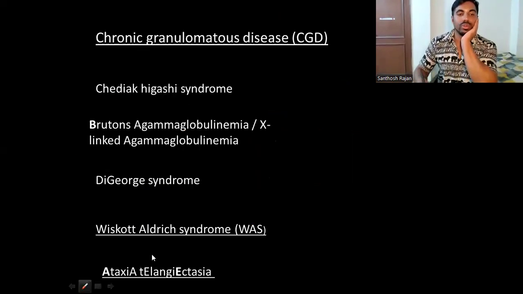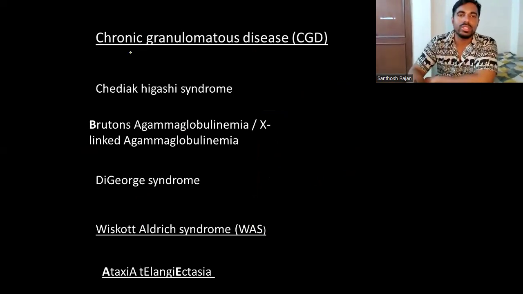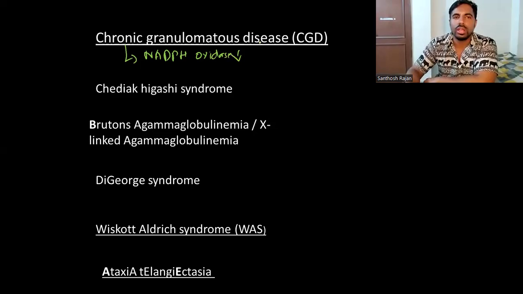There are a few diseases. Because we didn't have much time for immunology, I'm just stressing the basic things. Chronic granulomatous disease: NADPH oxidase deficiency is the main one. A lot of infections can happen, abscesses, everything will come, but then two tests are important.